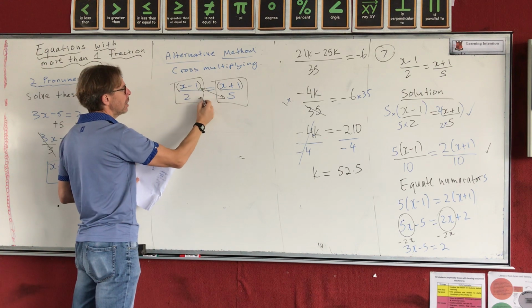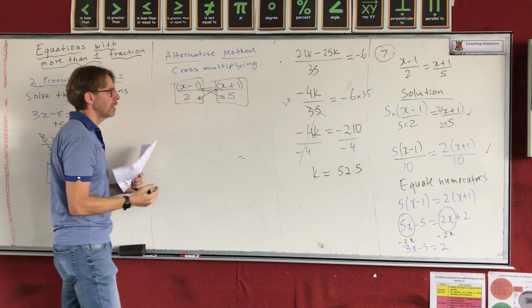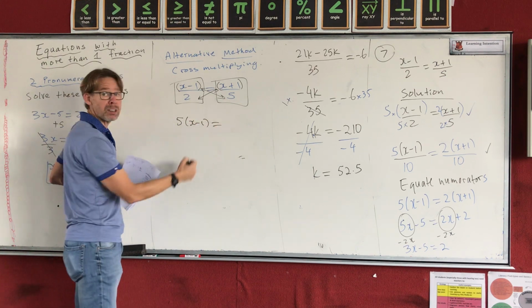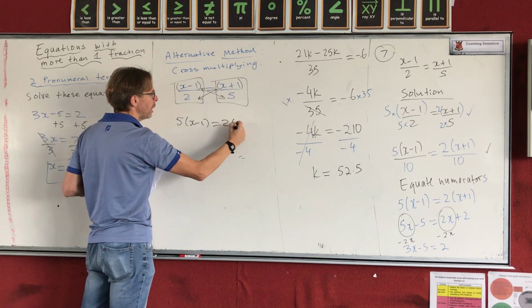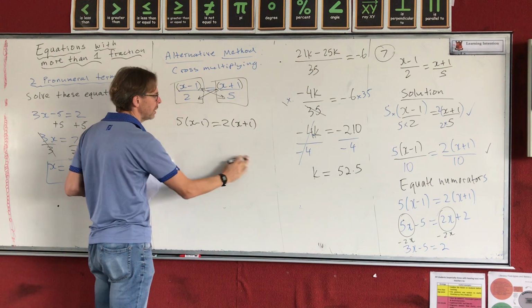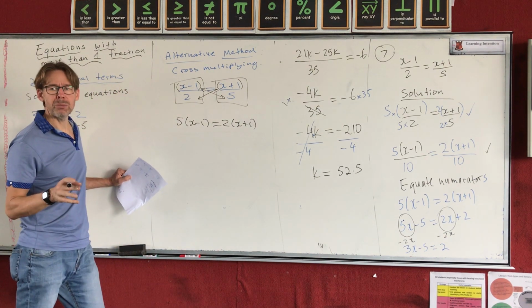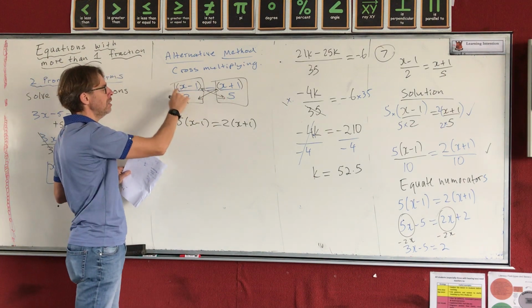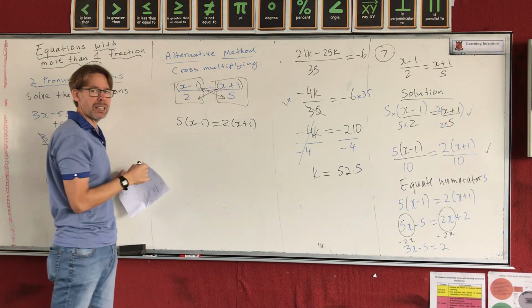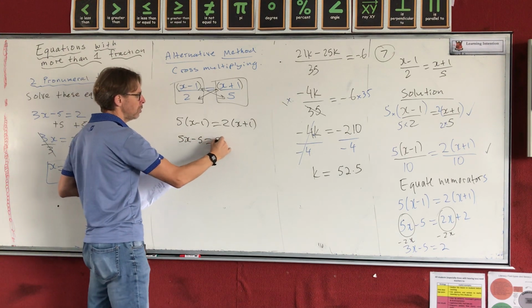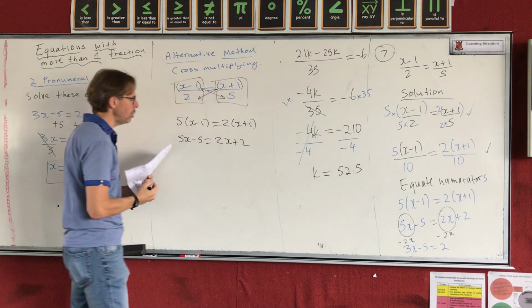So cross multiplying means I'm going to multiply these two together and multiply these two together. So it's going to be 5 times x minus 1, don't forget the brackets, equals 2 brackets x plus 1. Okay? Now you can see I've got no denominators anymore. I'm taking the denominator and putting it here, taking the denominator and putting it here. Then expand the brackets. 5x minus 5 equals 2x plus 2.